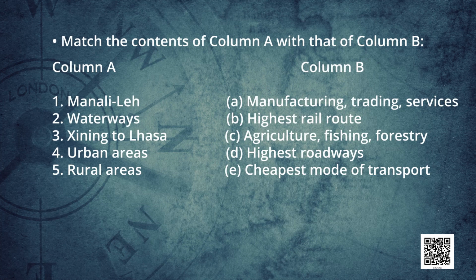On your screens, you can see certain words in column A and column B. Let's match them correctly. So, Manali Leh is the highest roadway. Waterways are the cheapest mode of transport. Xining to Lhasa is the highest rail route. Urban areas, manufacturing, trading and services belong to urban areas. Rural areas, agriculture, fishing and forestry belong to rural areas.